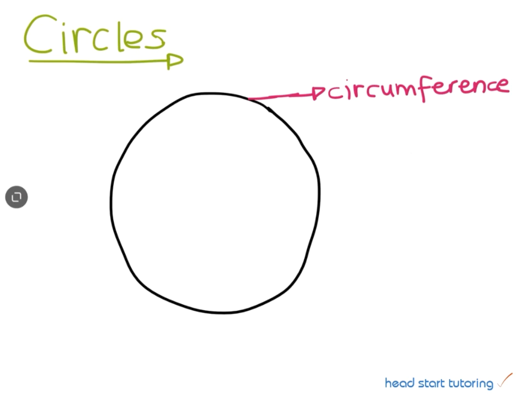So when we are working with squares and rectangles and triangles, we call the outside part of them the perimeter. But with circles, we call it the circumference. So what is the circumference of the circle? That is what is the outside. So how long is this outside bit?